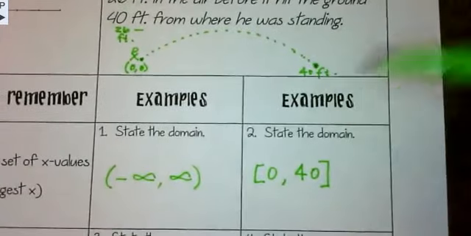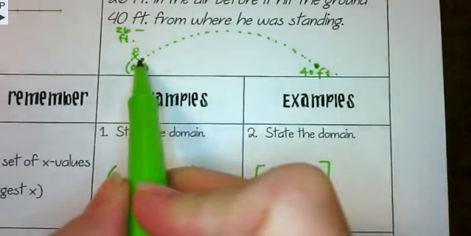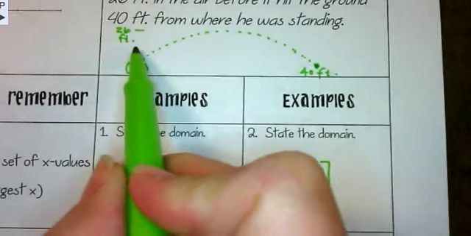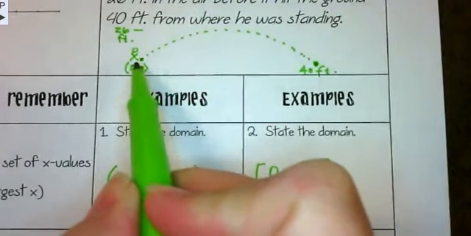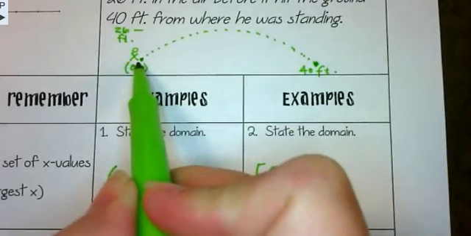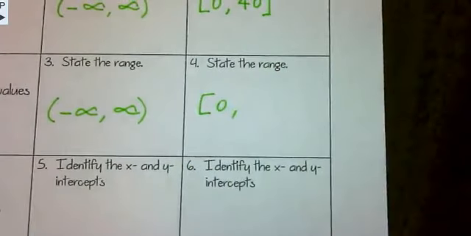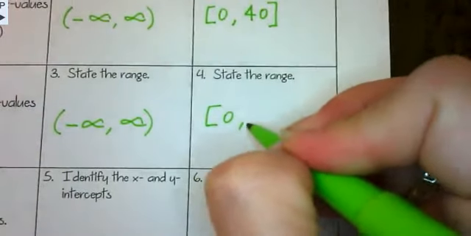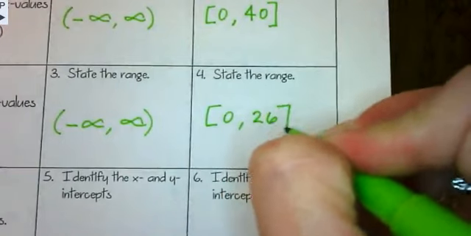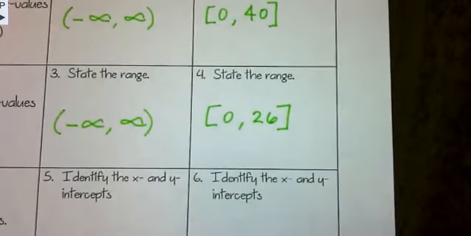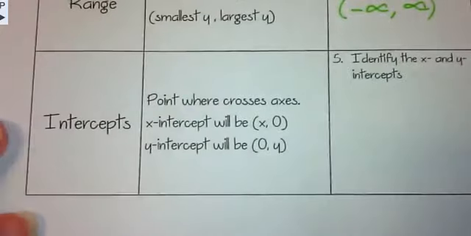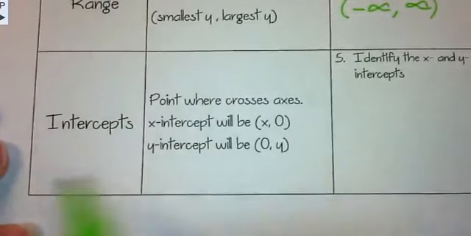For this example, we, again, are assuming that Max and the ball are starting at the origin. So in this case, the smallest y value would be 0, which is ground level. And then we were told that he kicked the ball 26 feet into the air, which would be the highest y.